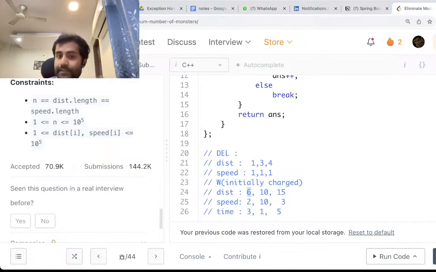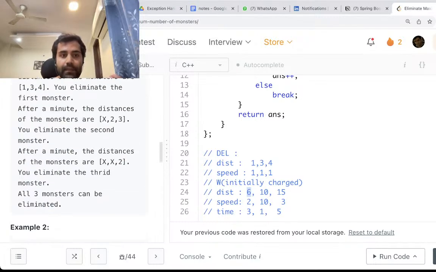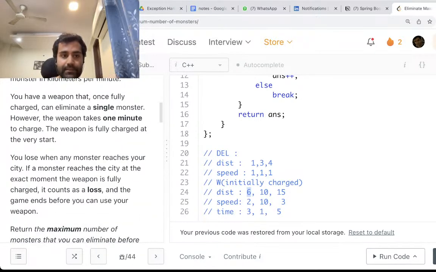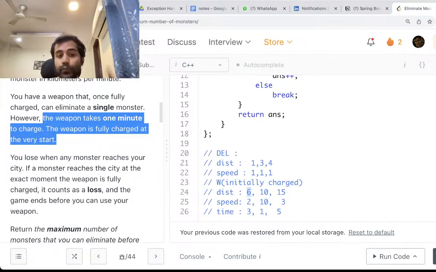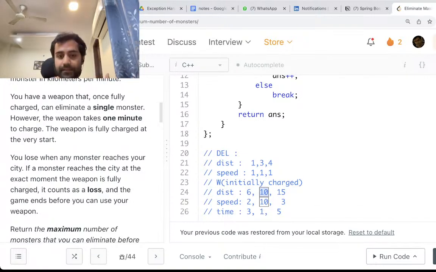Because when the game starts, yes, you can instantly kill this monster, feeling that it is closest to you, but after that you will have to wait. You will have to wait for your weapon to get charged, because your weapon takes 1 minute to charge after every attack. And within that 1 minute, this monster will end up arriving. So this is the problem.